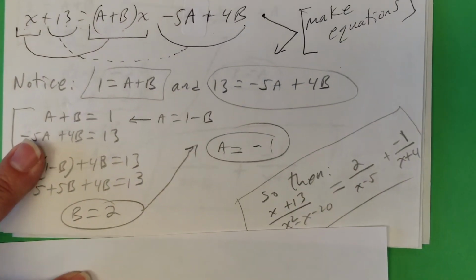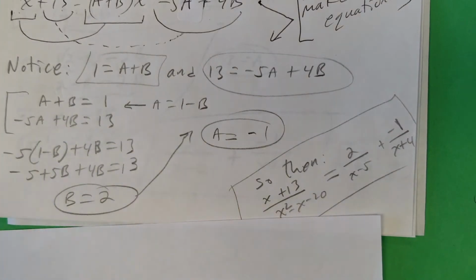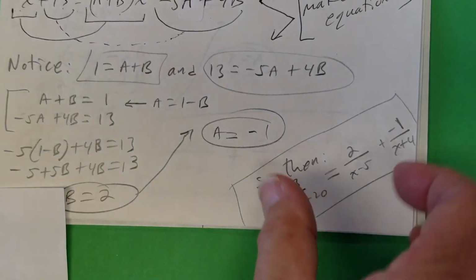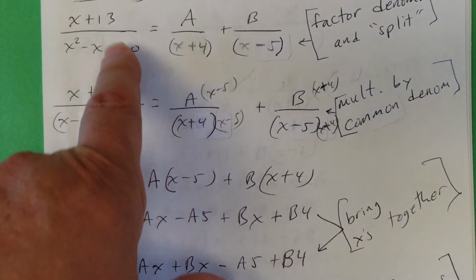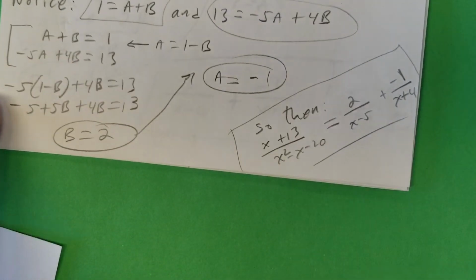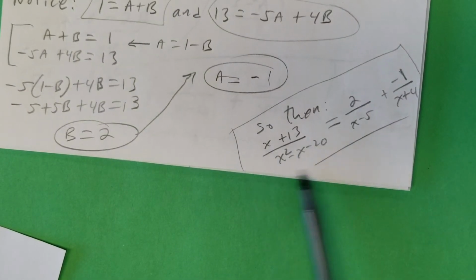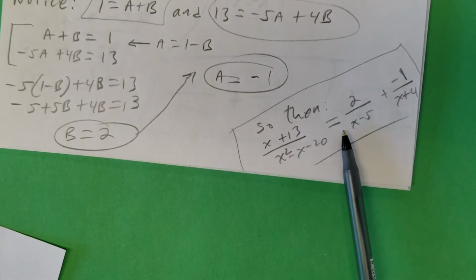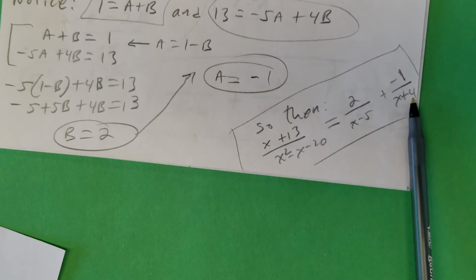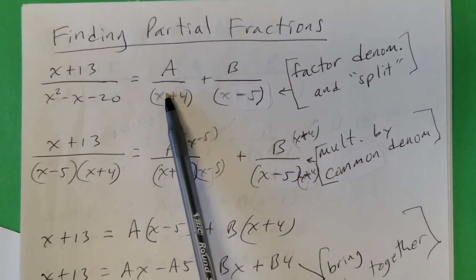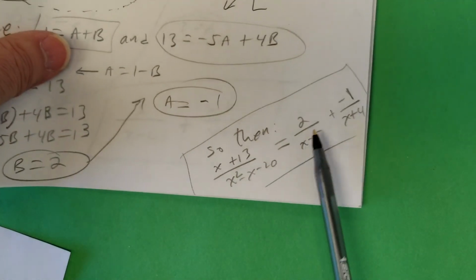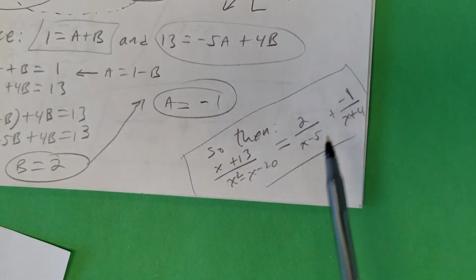Remember how this started? We needed a and b. Well, we got a and b. So now we know that we started with this, and it came out to be equal to this plus this. All I did was find a and b and replace them up here. And that's what we expected to find, the 2 and the negative 1.